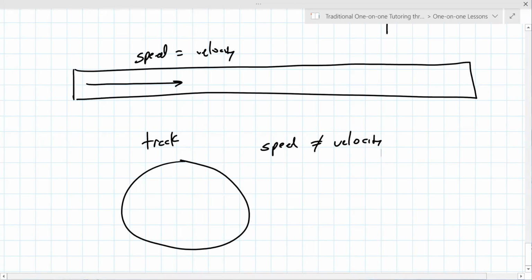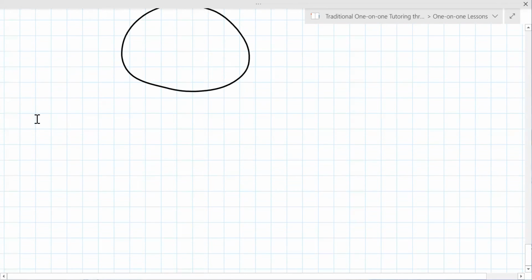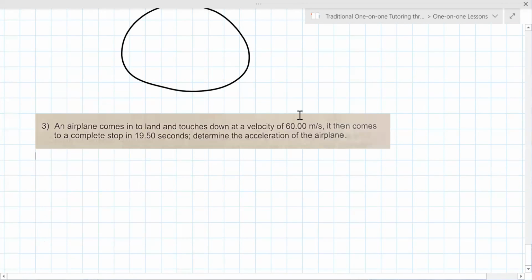All right. So let's see. Okay, number three. An airplane comes to land and touches down at a velocity of 60 meters per second and then comes to a complete stop in 19.5 seconds. Determine the acceleration of the airplane. So you said yesterday, Matthew, we use this equation, V final minus V initial over time. Is that right? Okay. What is 60 meters per second? Is it the initial velocity or the final velocity? Final.